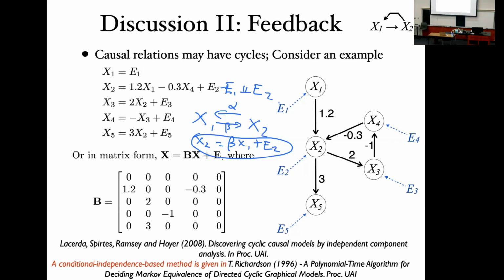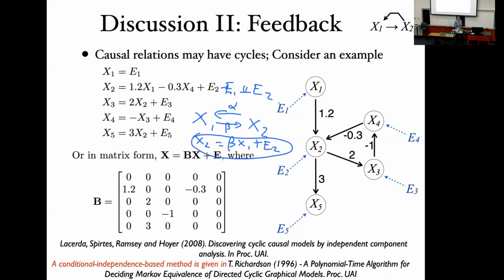Let me just add one more sentence. That means X1 also receives the influence from E2. E2 is part of X2, and X1 is also influenced by X2. So X1 also receives the influence from E2. That's why they cannot be independent in the non-Gaussian case. Is that right? So now we can see they are not independent. Good. So we cannot use the independence condition.